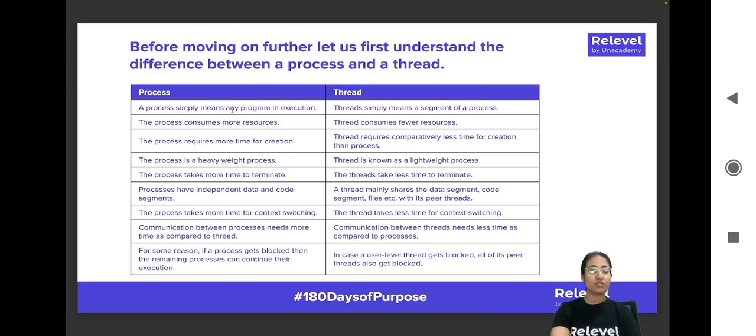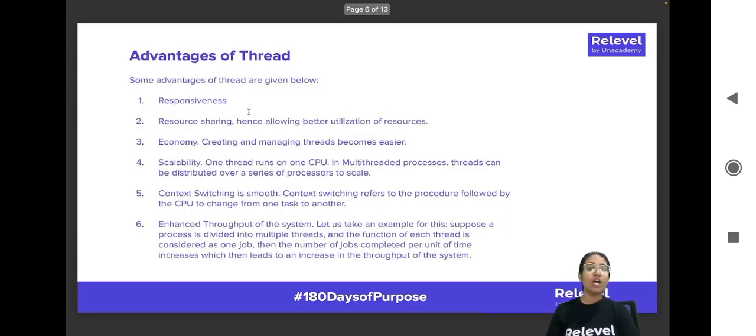Okay. So the next part that we will talk about now is what are the advantages of using a thread, right? Why do we really need threads? What's the need and what advantages do threads provide? First would be responsiveness, that threads are far quicker and far more responsive compared to a process.